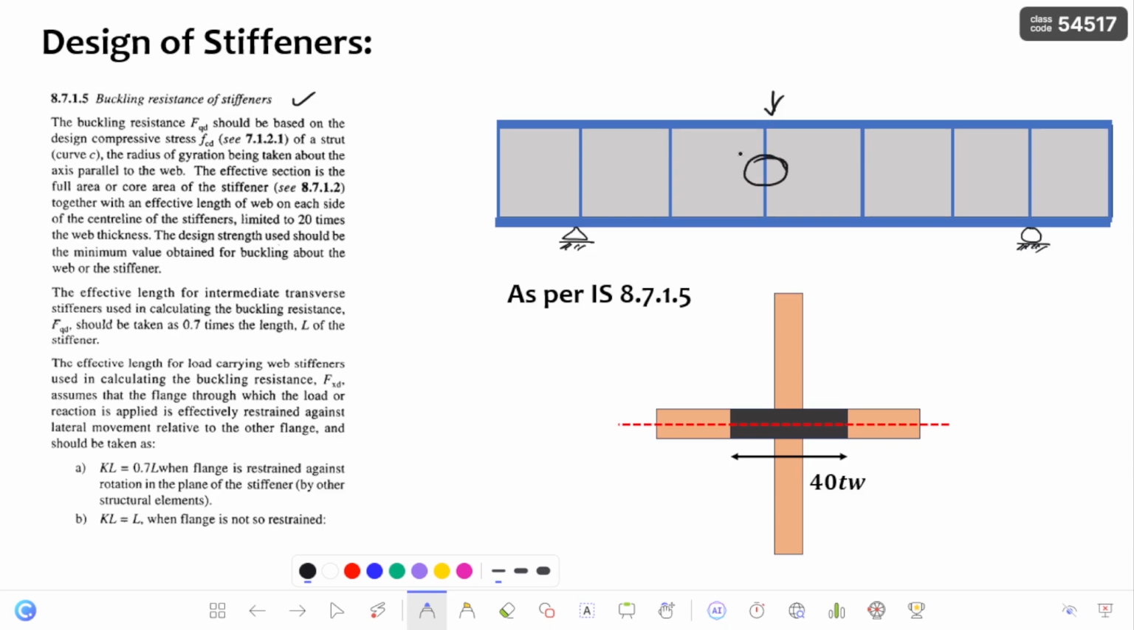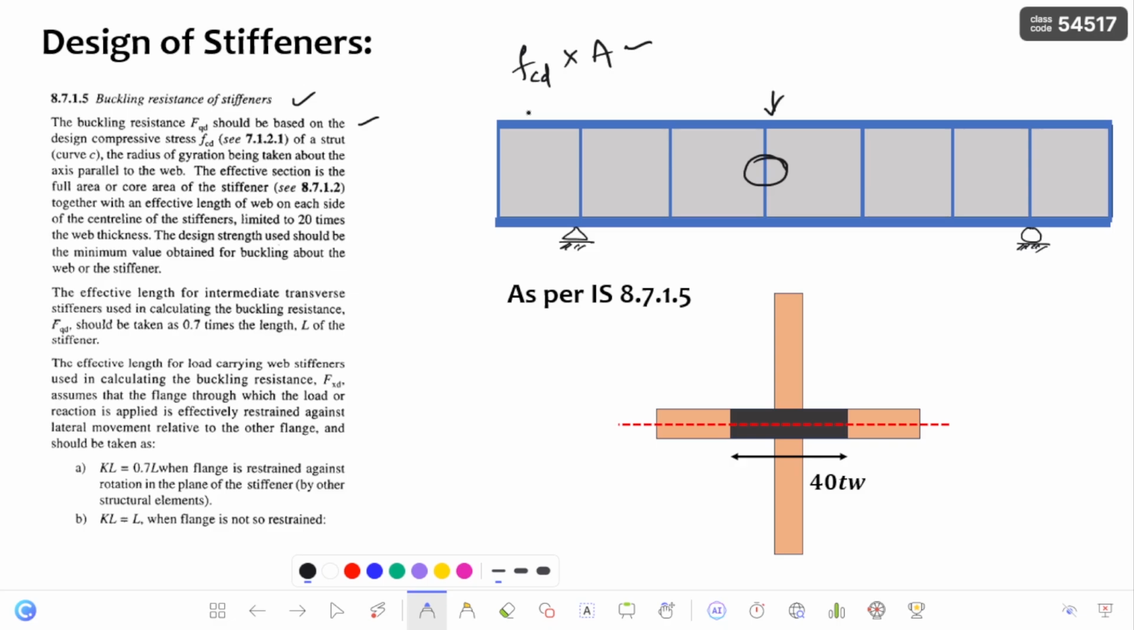Let us read the buckling resistance of stiffeners CODAL provision. The buckling resistance should be based on the design compressive stress. So the basic idea regarding the buckling resistance of stiffeners is, you have to find the design compressive stress, that is fcd, and multiply it with the area of the cross section. Based on that you can get the compressive resistance of the particular cross section.